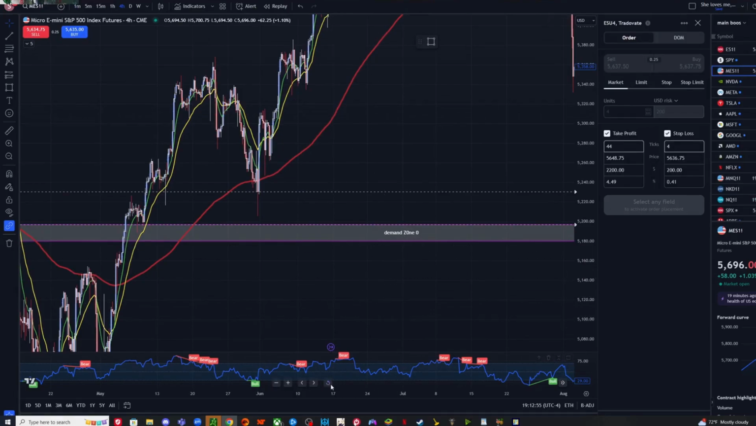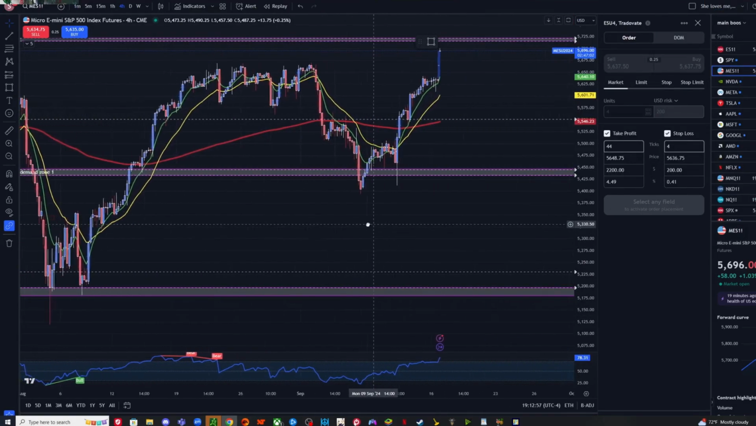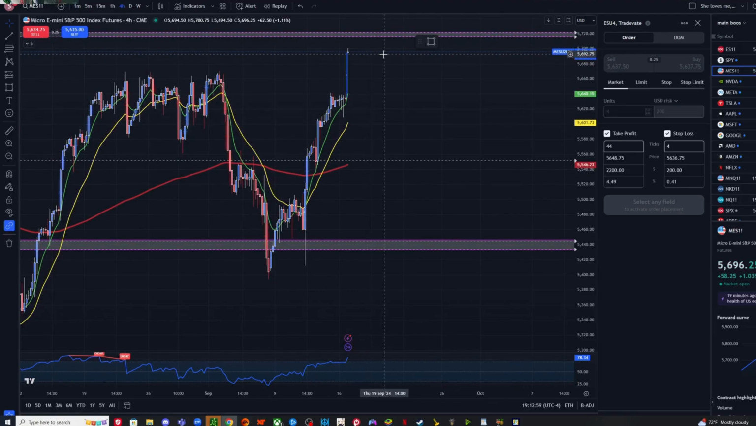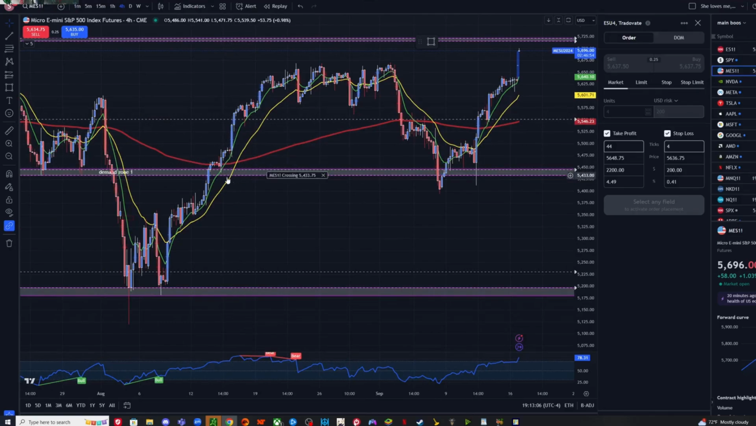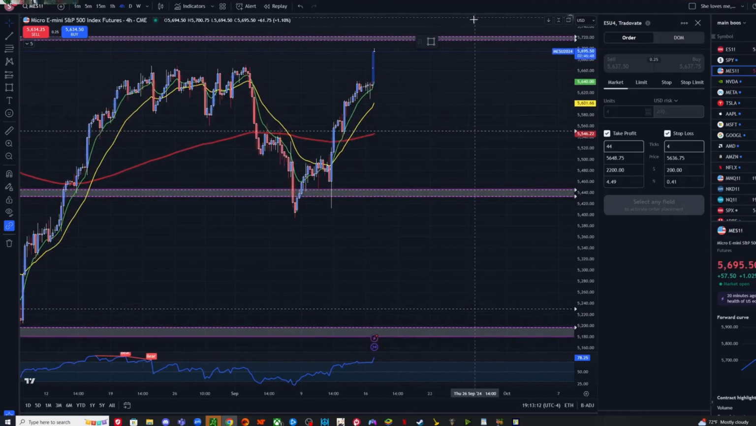And that, ladies and gentlemen, is how you draw out your demand zones and your supply zones. Your supply zones are going to be at the top. This is a demand zone that was a supply zone until we pushed up through it. Once we pushed up through it, it became a demand zone. So this is our number one demand zone. This is demand zone 0, the lowest area that we would push down to. And then all the way up here is your main supply zone, or the highest area we can push to.